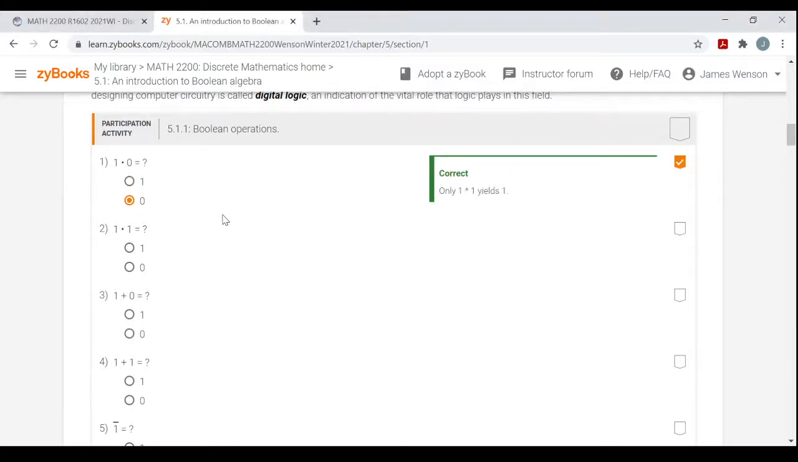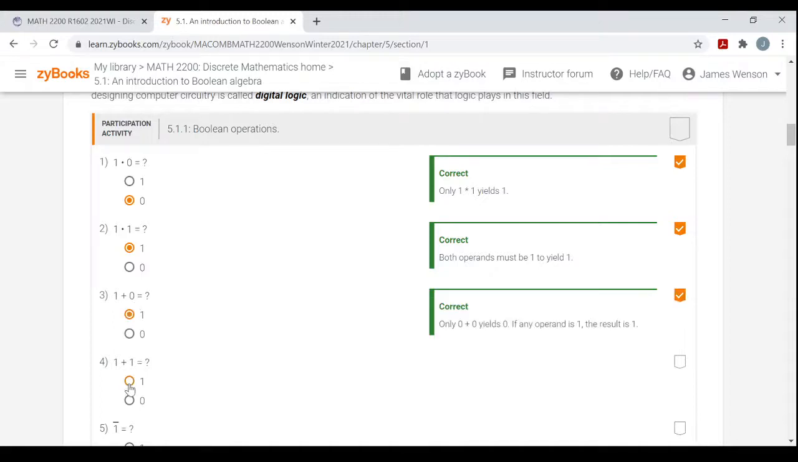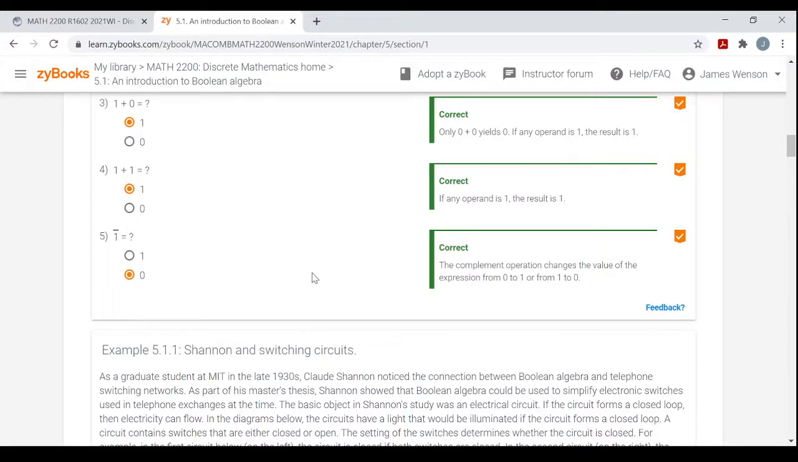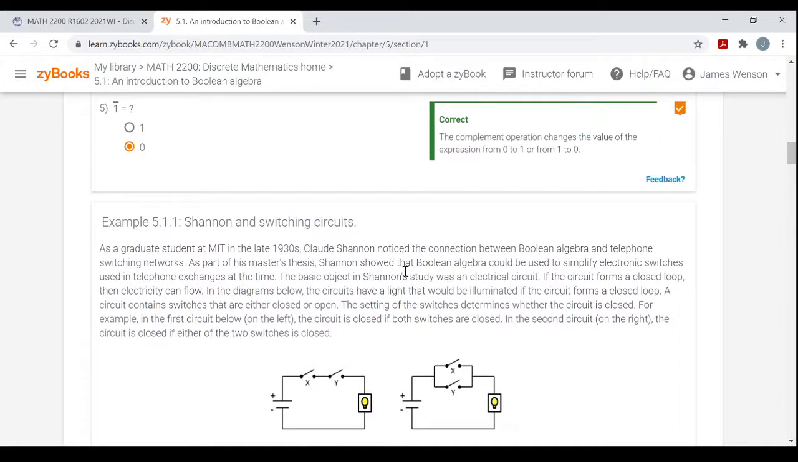Again, everything really works out the same way that you would expect in arithmetic, except for 1 plus 1. Right. 1 times 1, 1. 1 plus 0, 1. 1 plus 1 is not 2, it's 1, remember? And then the negation of 1 is 0. Right? The complement of 1 is 0. Easy stuff.